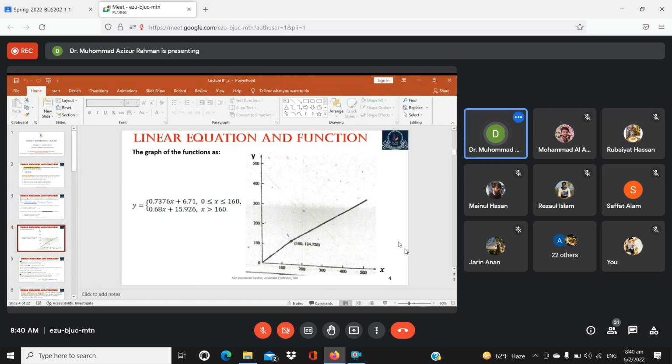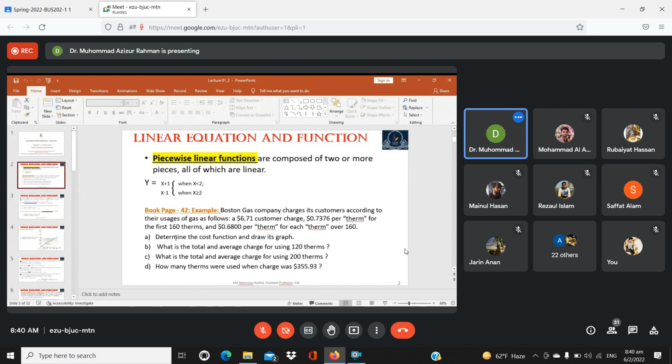So in the first part of the question, we could determine the cost function and draw the graph. The second part is asking what is the total and average charge for using 120 therms. So if you use 120 therms, what is your total charge? Let's find it first.